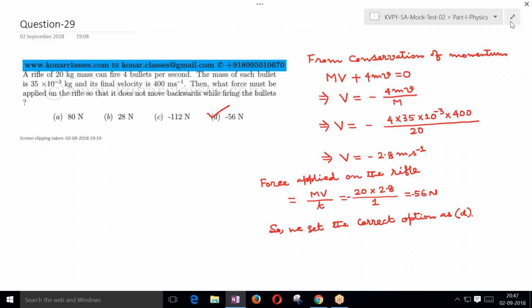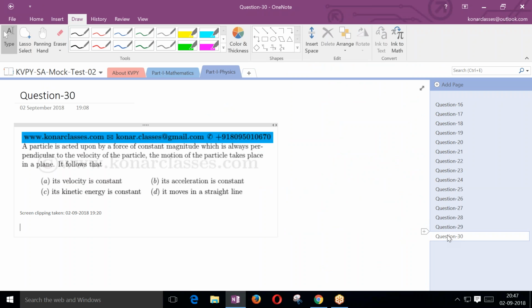Now we have the last question for today's session. That is question number 30. A particle is acted upon by a force of constant magnitude which is always perpendicular to the velocity of the particle. The motion of the particle takes place in a plane. It follows that, obviously, in this case, no work is done.